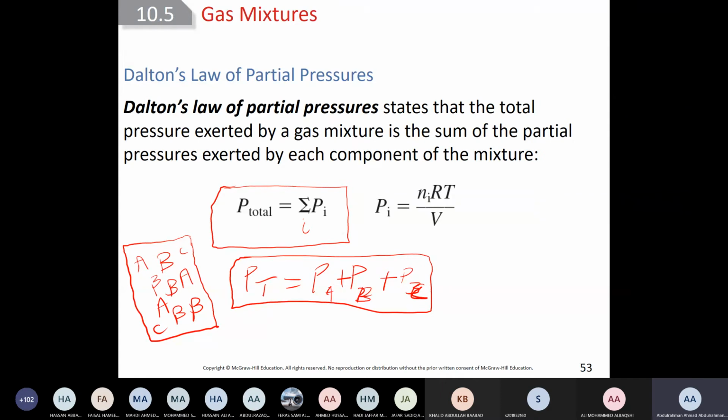Why? As I said, because the volume is the same, because they are in the same volume, all of them, and the temperature is the same, and R, of course, is constant. So Pi must be proportional to Ni, which is the number of moles. Pi must be proportional to Ni, because V and T and of course R are constant.